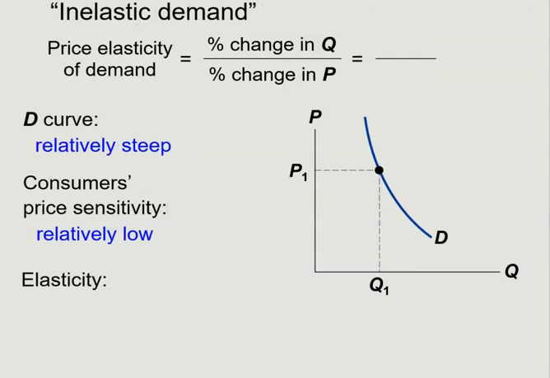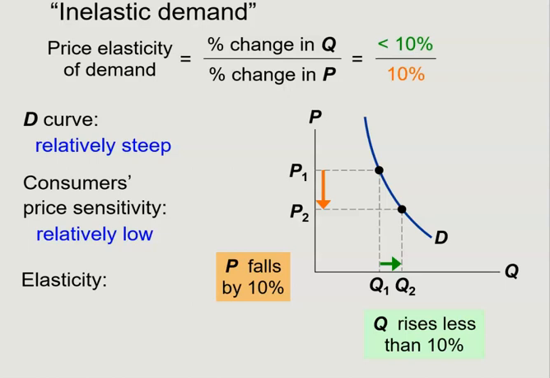The second case would be inelastic demand. So here, instead of a 100% vertical curve, we have a downward sloping one, but a very steep demand curve. In this case, if price goes down by 10%, the quantity demanded would rise, but the change in quantity demanded is going to be less than 10%. In other words, consumers' price sensitivity is relatively low.